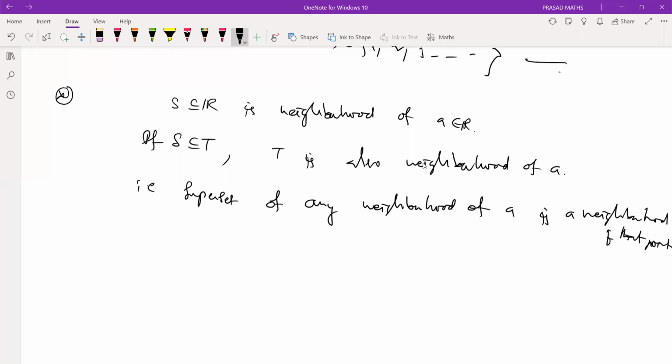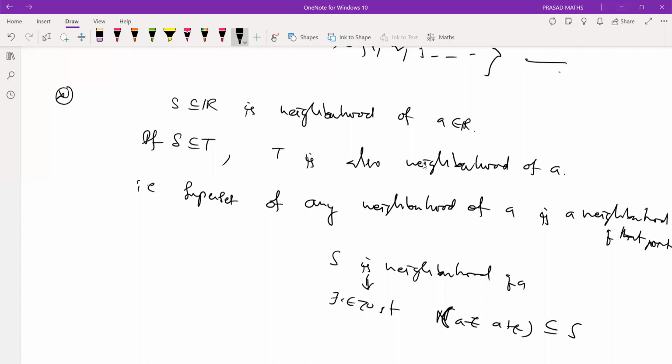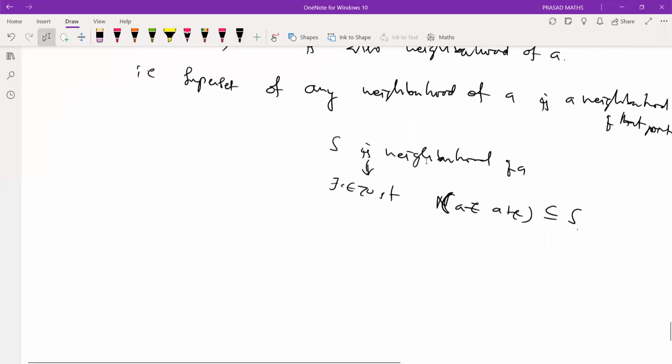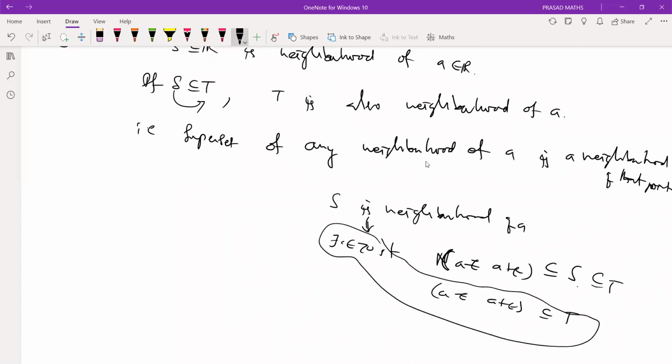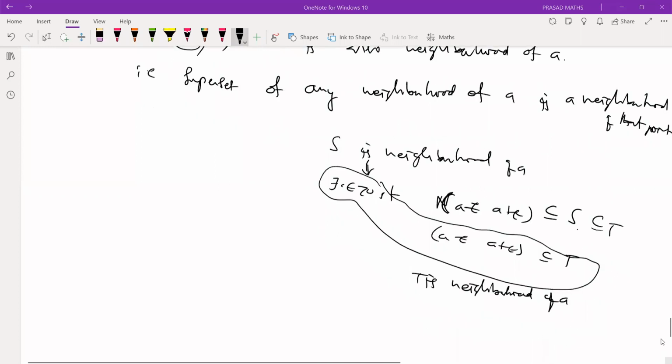Why? Suppose S is a neighborhood of A. What do you mean by S is a neighborhood of A? We find some epsilon neighborhood, A minus epsilon, A plus epsilon, which is inside the set. But we know that S is contained in T. Therefore, we find the same neighborhood which is inside T. Therefore, T is a neighborhood of the point A. Therefore, any superset of a neighborhood is again a neighborhood of that point.